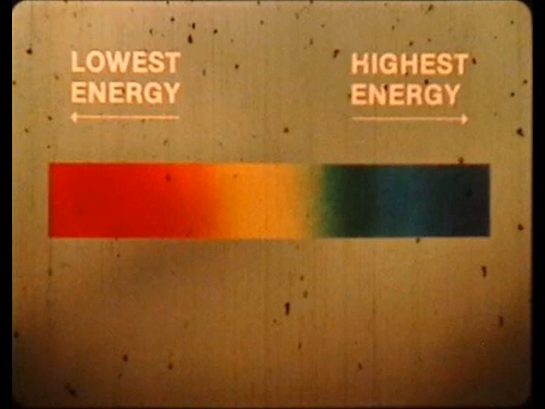It has been found that each color of light actually corresponds to a different amount of energy. Of the colors red, orange, yellow, green, blue, indigo, and violet, violet is the highest in energy and red the lowest.